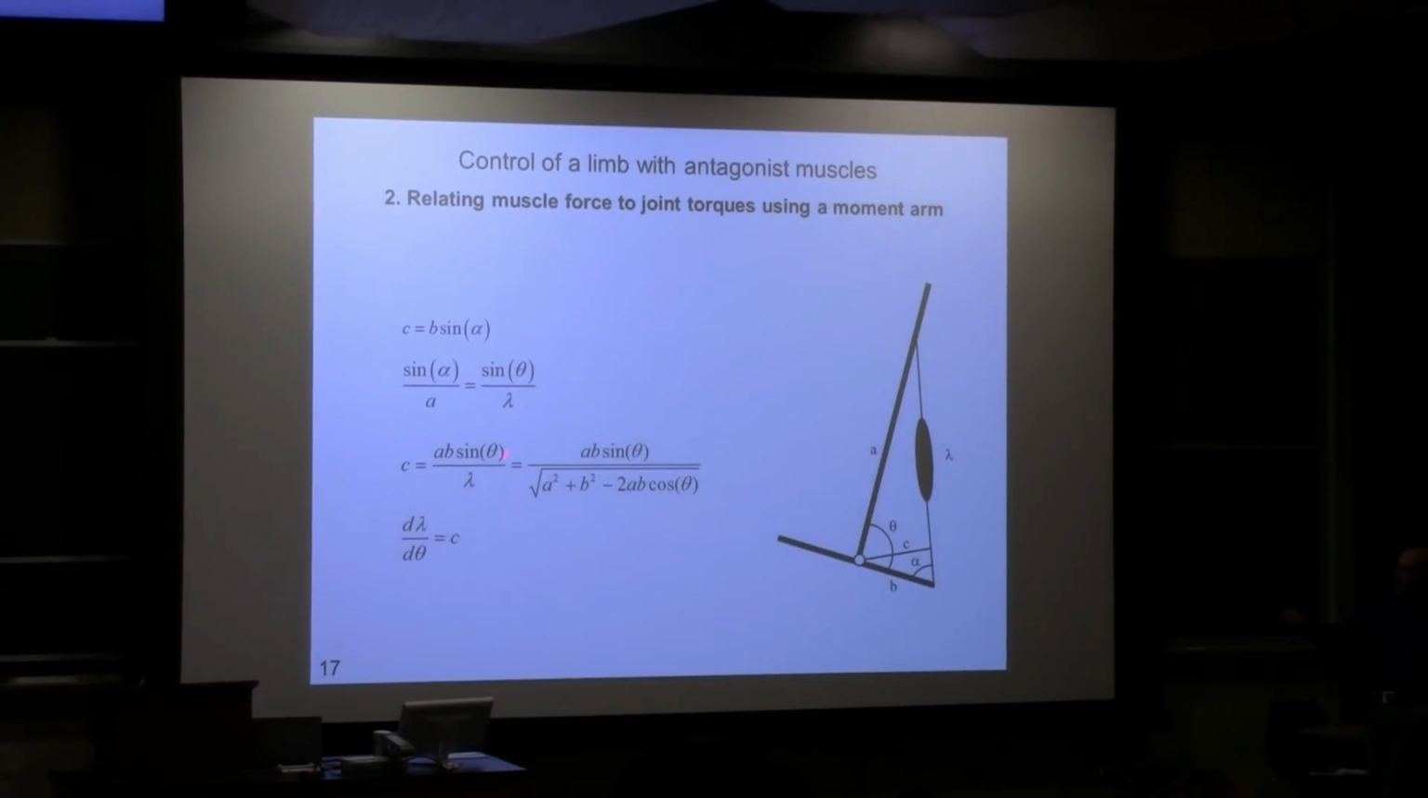Then the law of sines says sine of alpha over A is sine of theta over lambda. So if that's the case, I can rewrite C, B sine alpha, as AB sine theta divided by lambda. And so here we have it. Here's lambda, from my equation in the previous slide, in the denominator. Here's AB sine theta. So look, d lambda d theta is C. That's what we call the moment arm.